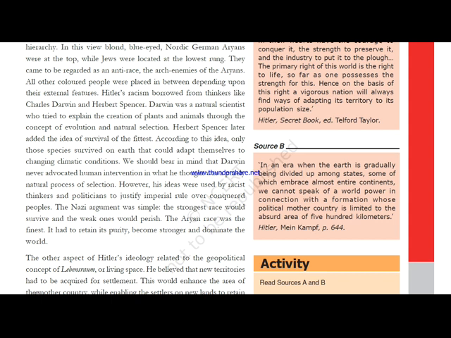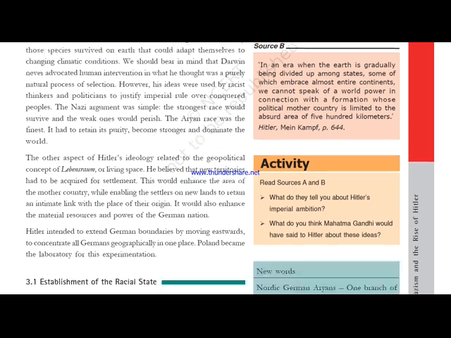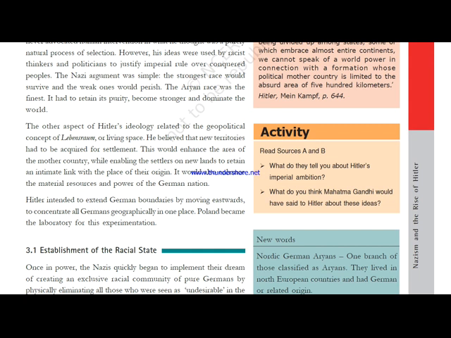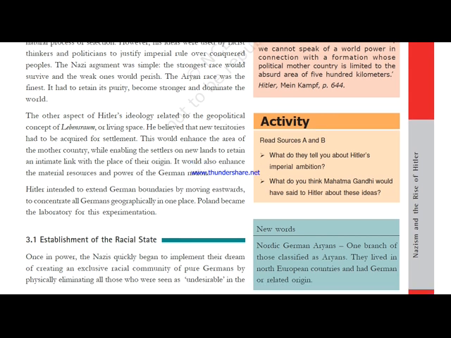Third, another ideology was Lebensraum. Now, Lebensraum means living space. You know why Hitler had attacked Eastern Europe? Because not only for the regular supply of grains, food grains, but also a living space for the Germans. Thus, new territories must be acquired for settlement. It would also enhance material resources and power of the German nation. Therefore, Hitler intended to extend German boundaries by moving eastwards.